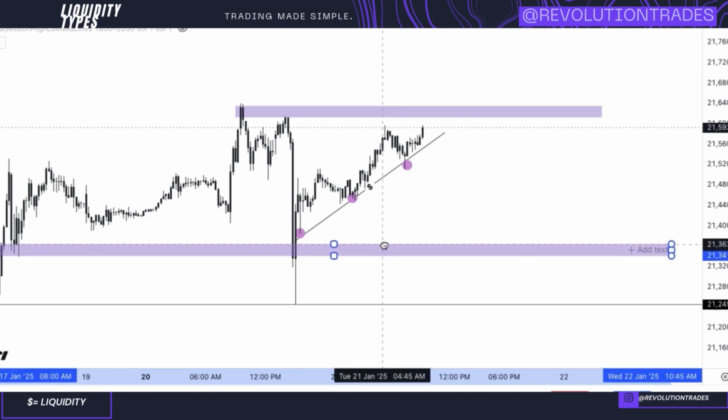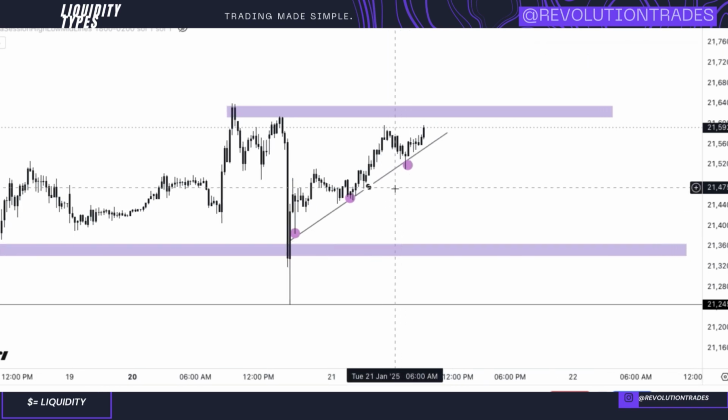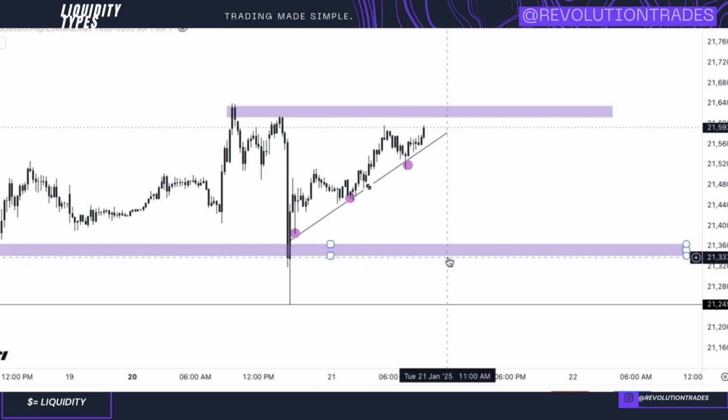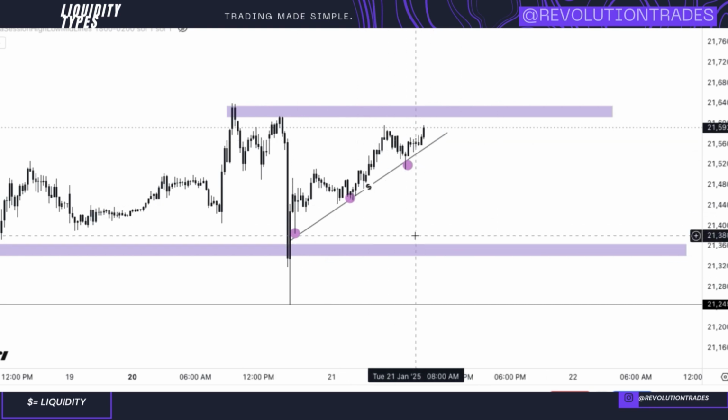Okay guys, so that being said, what I'm going to do is just play it out and wait. If we start breaking this level, guys, I might think that sellers are just totally in control, and this is not a true trendline liquidity.